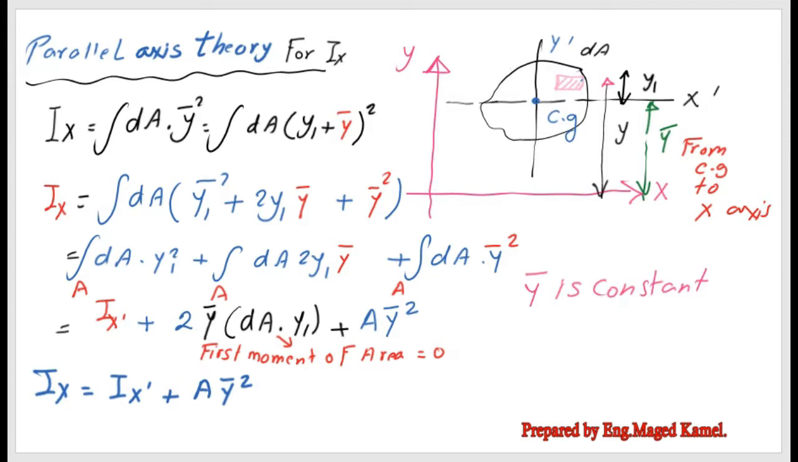The first item, the multiplication of area by y1 squared, resembles the moment of inertia about x dash, which is the axis passing by the CG. That's why we write it as Ix dash, plus 2 times y bar, which being constant comes outside the bracket. We are left with the integration of y1 dA, which is the first moment of area, and since this is about the axis through the CG, the first moment of area is 0. That's why this whole term becomes 0, plus A y bar squared.